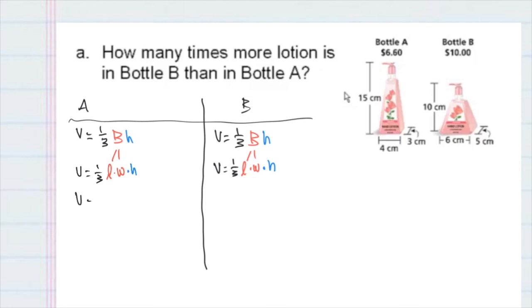So for bottle A, we've got 1/3, and then the length of that base. So let's go in and highlight the base here. The length is going to be 4, and the width is going to be 3. Now, if you do the length is 3 and the width is 4, you can do that as well. It doesn't matter which way you approach it. And the height for that one says that it's 15.